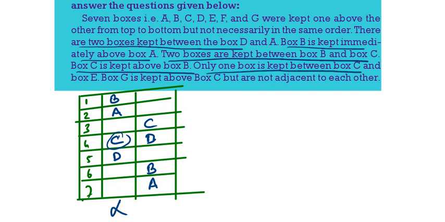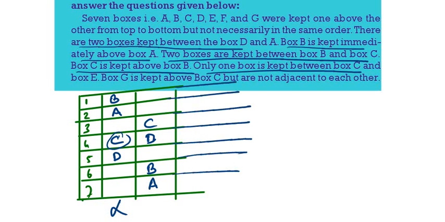There is only one box between C and E. Again we can take the possibilities for this. See, here we got A, here we got B, here we got D, C. Only one box between C and E. So we can take E afterwards, or we can take E before. So like this also we can take.